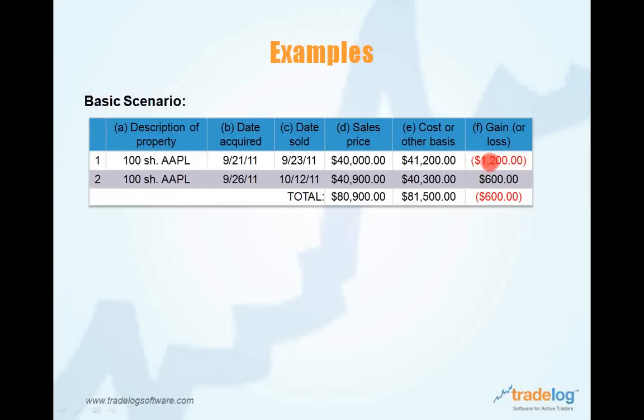So now that a loss has occurred, as we talked about, we have to scan forwards or backwards by that 30-day window. So in this case, we're going to say this particular trader had no other trades prior to September 21st. But the next trade that occurs is on September 26th. He buys another 100 shares of Apple. So this then has triggered a wash sale that will need to be accounted for in his tax reporting.